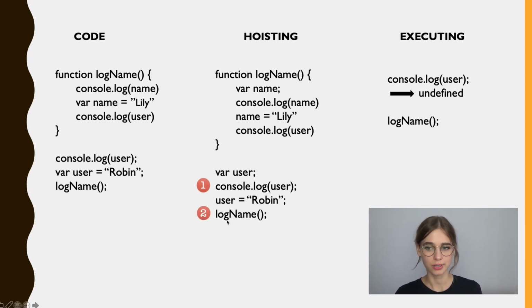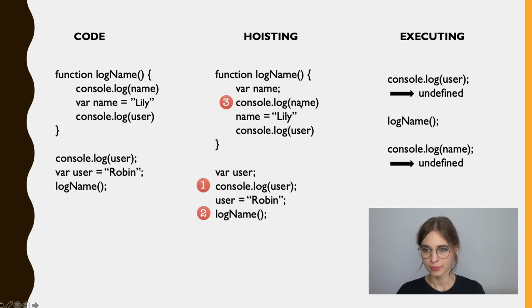The second instruction to the program is to log name. So we're calling our function log name. The program goes inside that function and is looking for what we have instructed it to do. First instruction in the function is to console log name. That would be the third thing happening, because the program is looking for what we ask it to do. Do this, then do this.